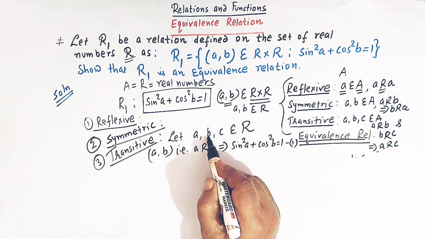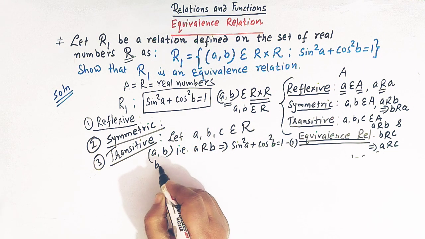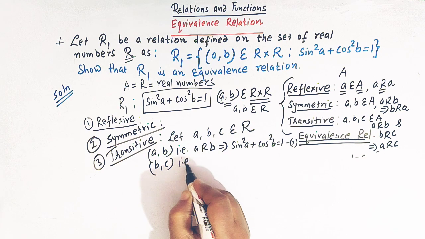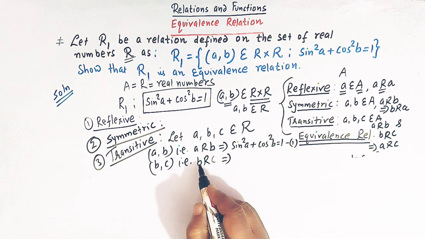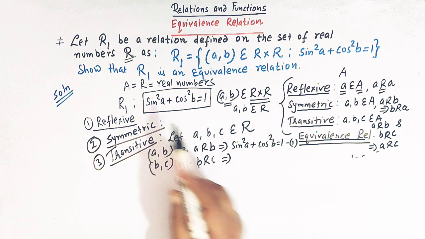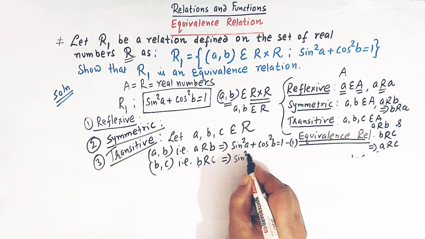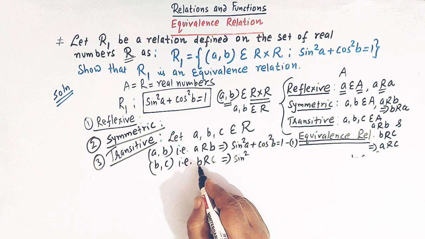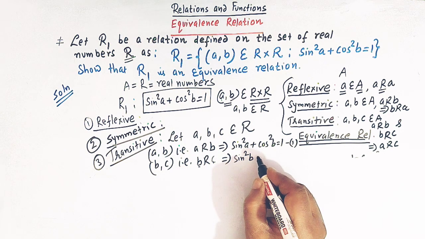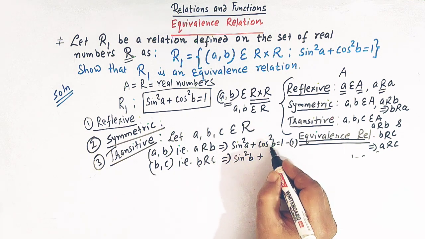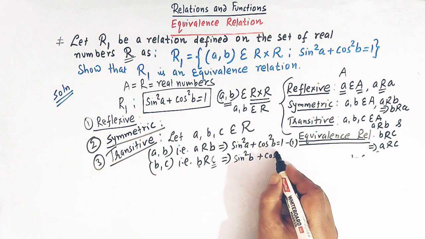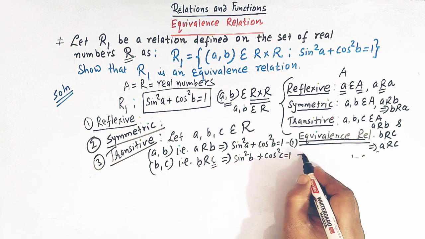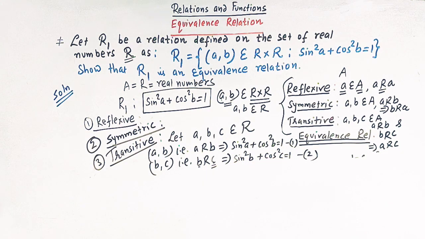Now let us take the ordered pair B comma C. It means B is related to C, right? So when B is related to C, then from this relation we have sine square A, now B, so we have B here. Then we have cos square B, now C, right? So we have here sine square B plus cos square C is equal to 1. So this is equation number 2, right?